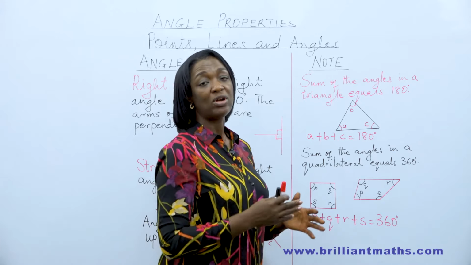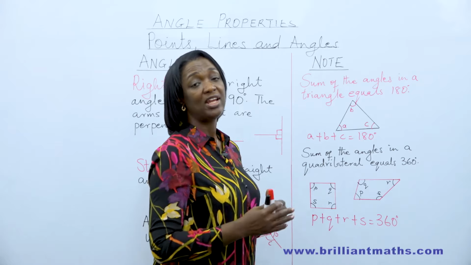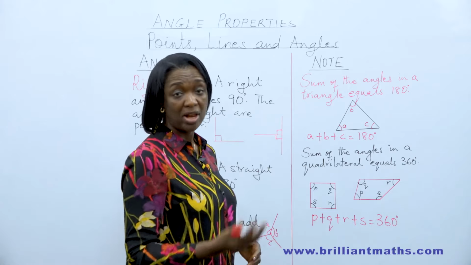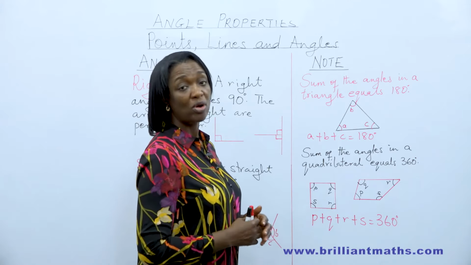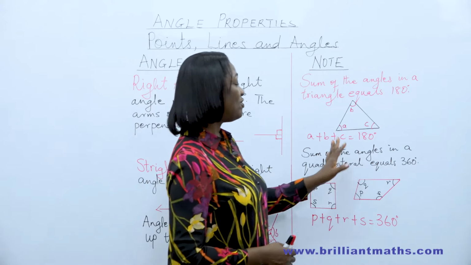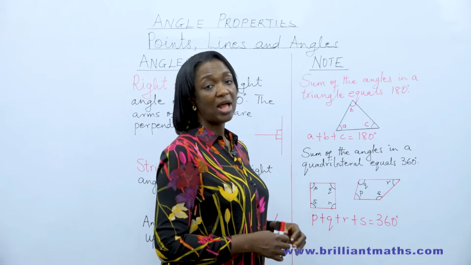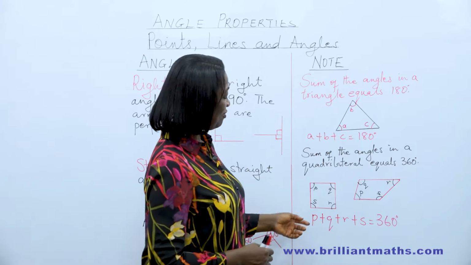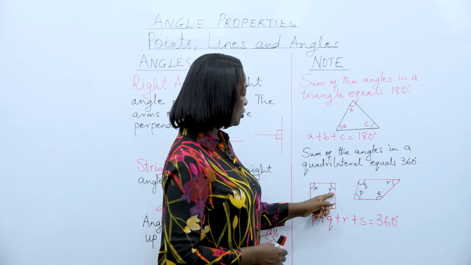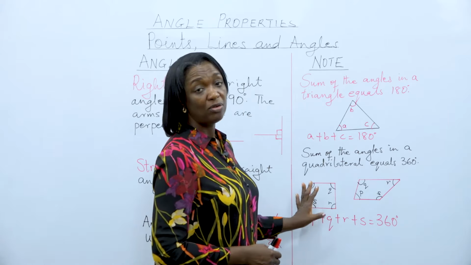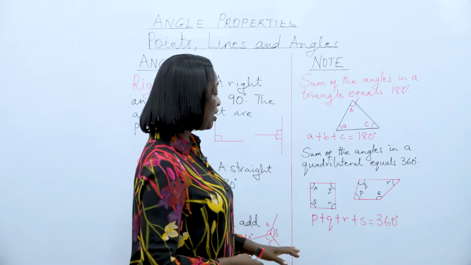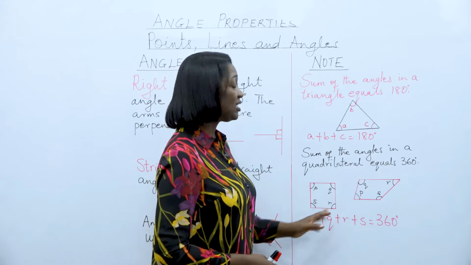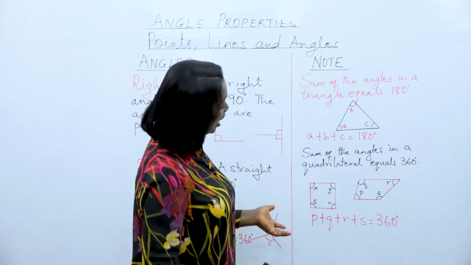And also, a quadrilateral is a four-sided figure, like a square, a rectangle, a trapezium, a parallelogram. Those are all examples of quadrilaterals. The sum of the angles in a quadrilateral adds up to 360 degrees. This is a square, kind of. So angle P plus Q plus S plus R would give you 360 degrees. But if it's a square, that means that all the angles are equal because the sides are all equal in a square.